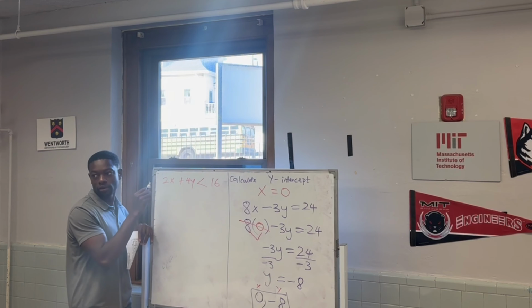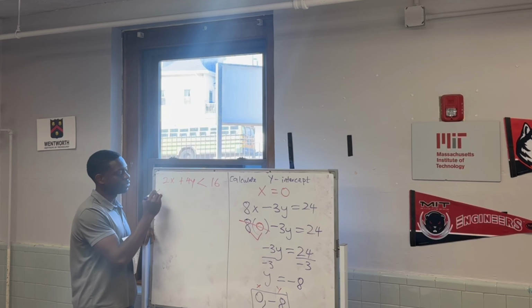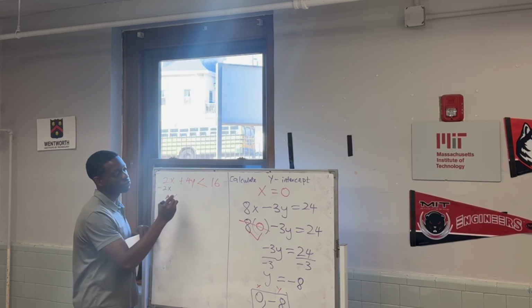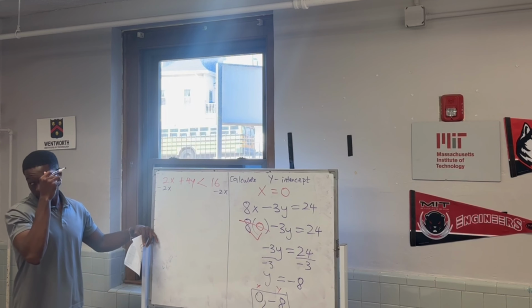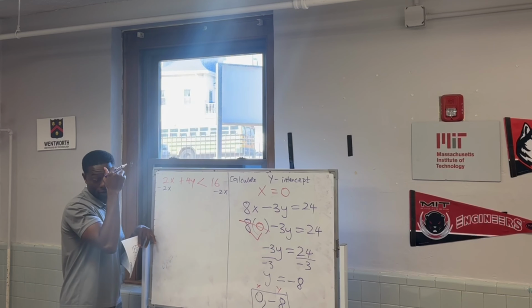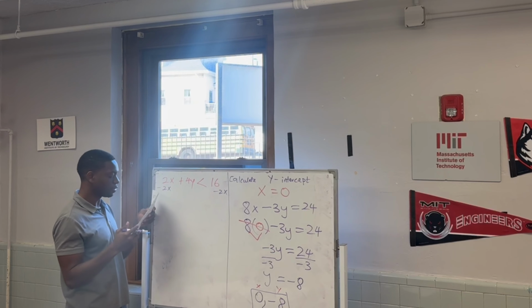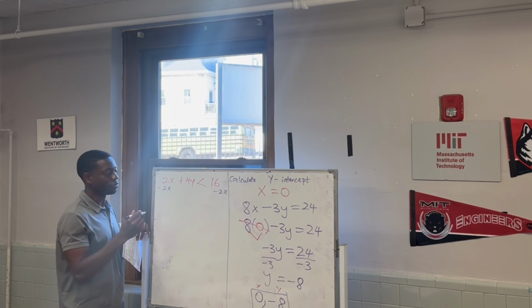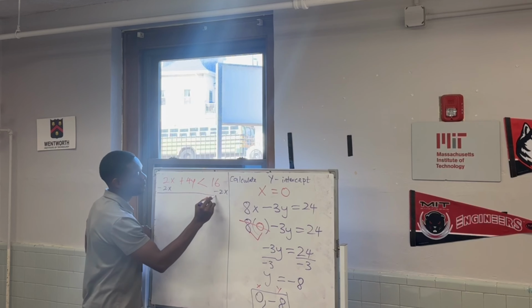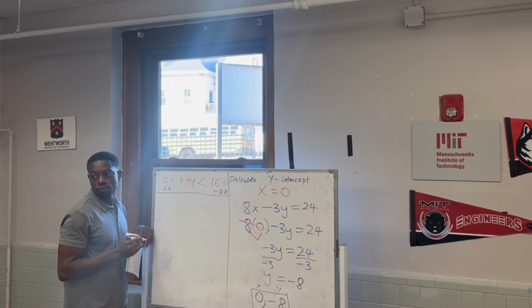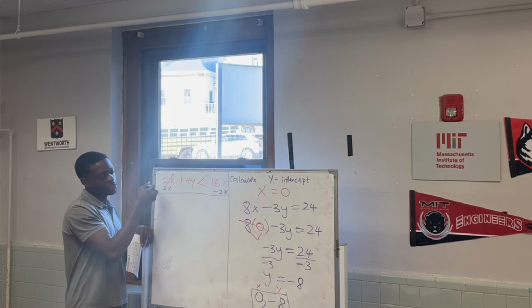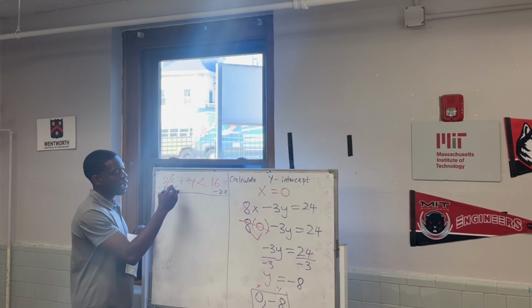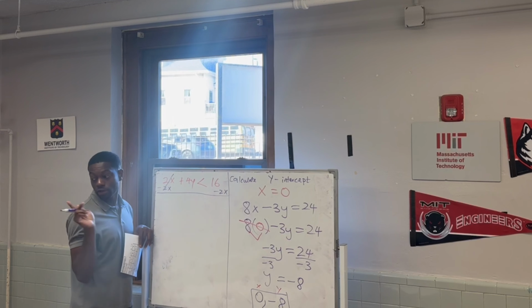I cannot graph this until I convert it. If I were to convert this, I do this: minus 2x. You guys are writing this, minus 2x. This is for the last one at the bottom. It says convert to standard form and then graph. This cancels out because 2x minus 2x is 0, right? I have 4y left.